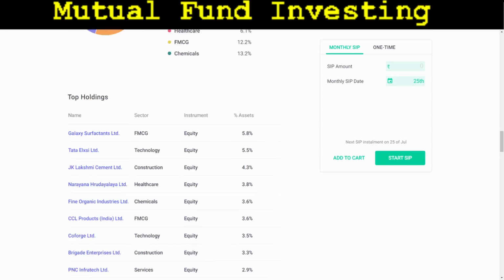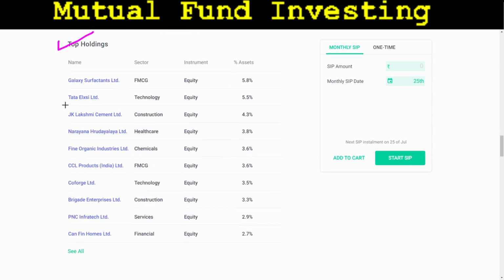The last important parameter is the holdings. This table lists out all the stocks in which the fund has invested. It is very important to check out the name of the companies in which the mutual fund has invested. This will give you a fair idea where your money is going, and if you feel that a particular company or the particular list of companies is not suitable for you, then you can always select a different mutual fund. Like here we can see the fund has invested in Galaxy Surfactants, Tata Elxsi, JK Lakshmi Cement, Narayana Hrudayalaya, and these are the top 5 companies in which this mutual fund has more exposure.